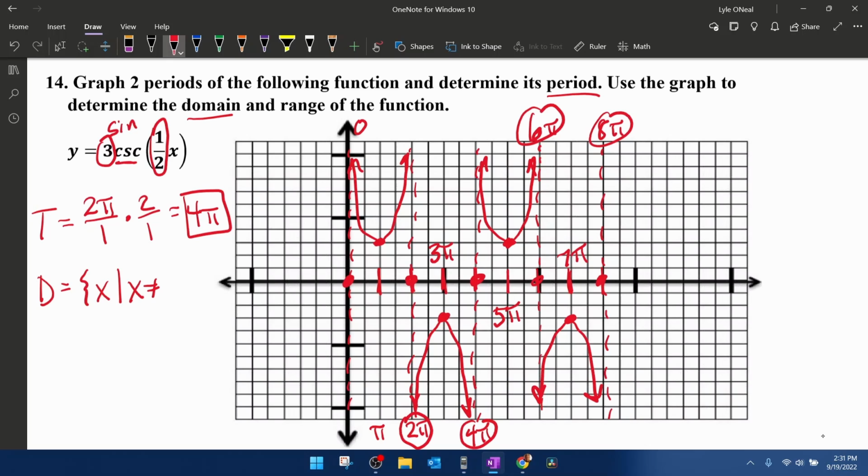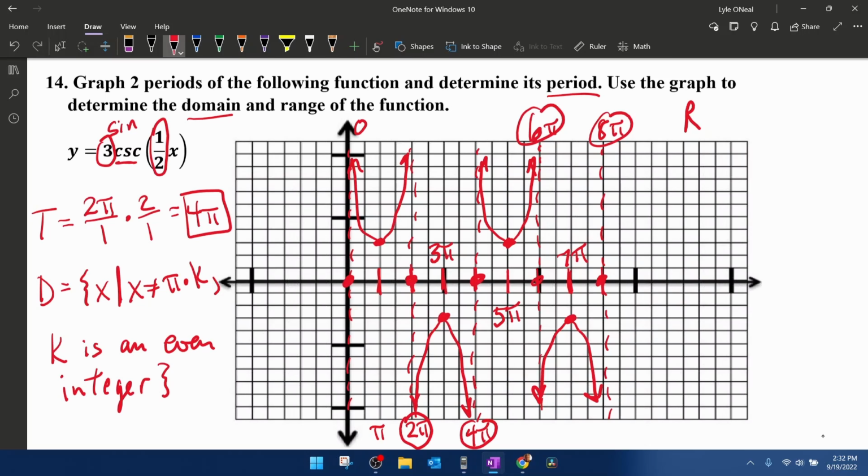So we're going to say pi times k, where k is an even integer. Okay, that's going to be our domain. It's the set of all x's such that x cannot be an even multiple of pi. And that accounts for 0, 2, 4, 6, 8, so on and so forth. That is our domain. Now the range is a little bit more exciting than the previous problem.